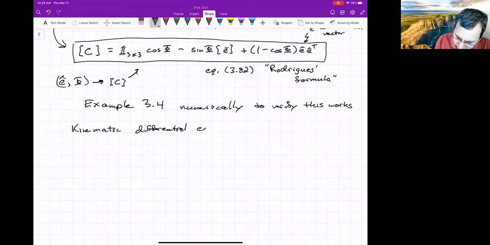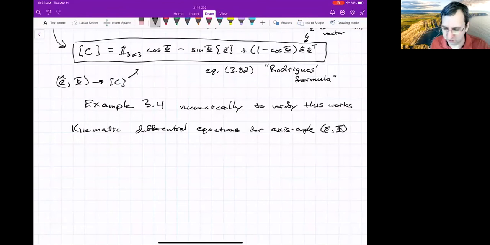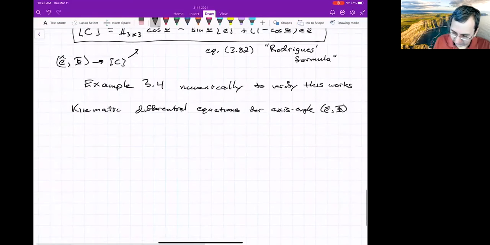The kinematic differential equations for the axis angle. Think of these as 4 parameters that describe the orientation. And so we want to know, how do those 4 parameters change as omega changes?